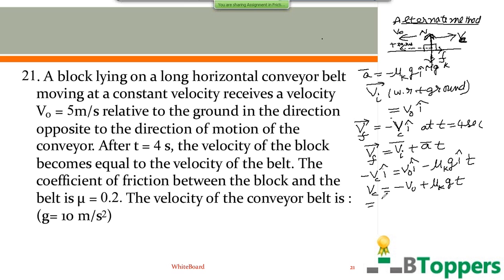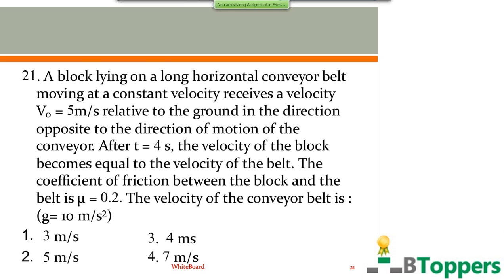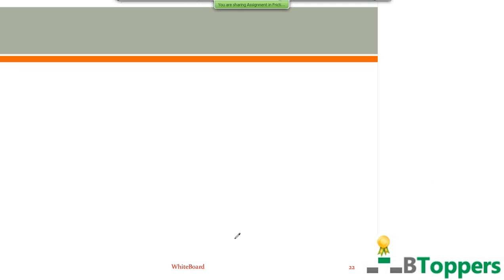You can substitute the given values. V naught is given to be 5 meters per second, mu k is 0.2, g is 10 meter per second square, t is 4 seconds. This you can simplify, you get 3 meter per second. So the magnitude of the velocity of the conveyor belt is 3 meter per second, that's the answer. If you want to copy this working or the alternate method, you can take a pause and copy down the working. So for question number 21, which I have discussed just now, the first option is the answer.